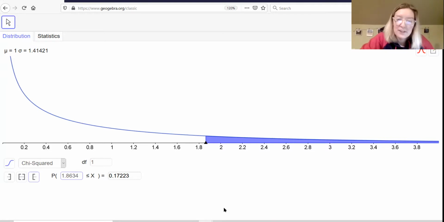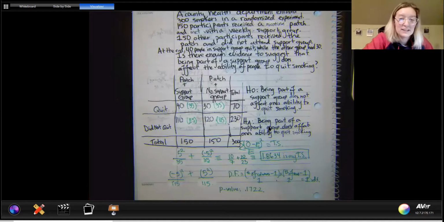So the problem did not state what our significance level is, which means I'm going to assume that it was with a 5% level of significance. Because my p-value is greater than alpha, that means I do not have enough information to reject my null hypothesis. That means that I do not have enough evidence to support my claim that being part of a support group does affect one's ability to quit smoking.